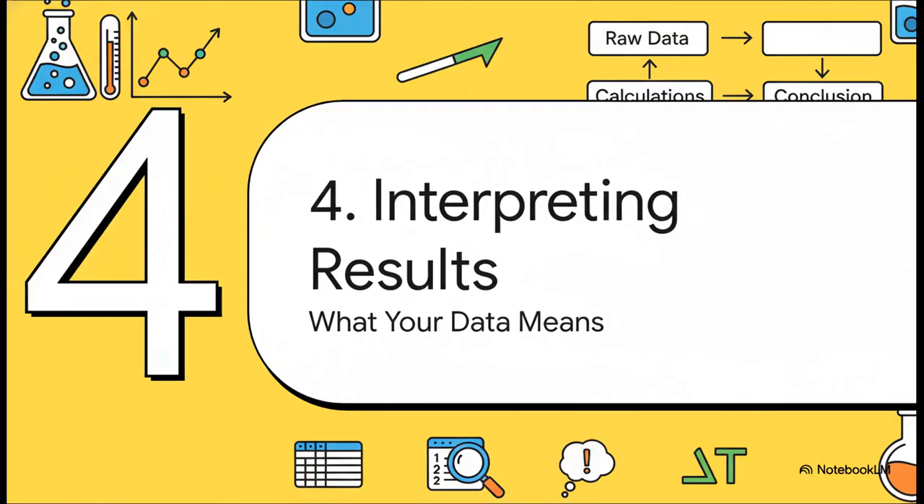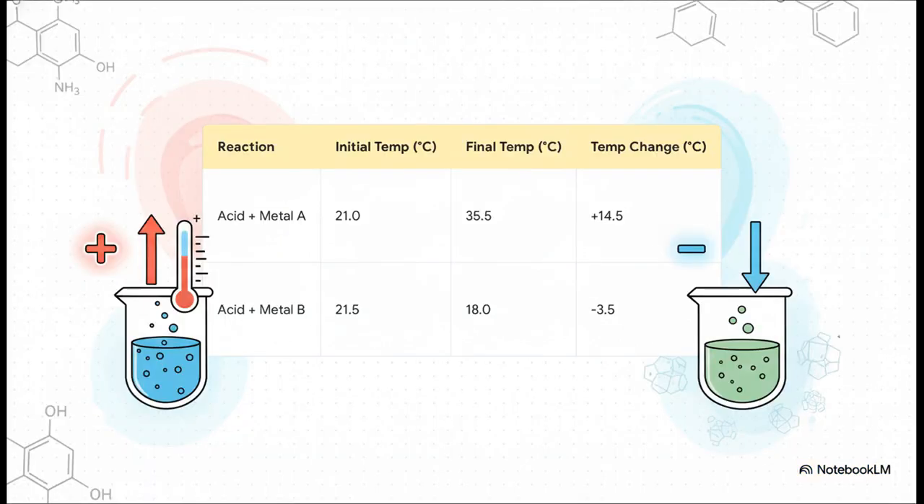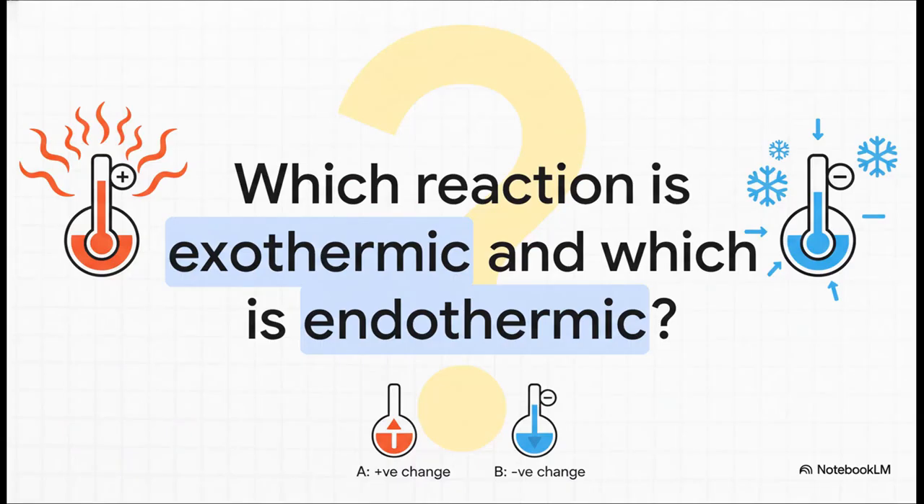Okay, so you've done the experiment, you've written down your numbers. So what? What do they actually tell you? The next skill is turning that raw data into a real scientific conclusion. Just take a look at this simple results table. For that first reaction, the temperature jumped up by a whopping 14.5 degrees, but in the second one, it actually dropped by 3.5 degrees. See those little plus and minus signs? They're super important.